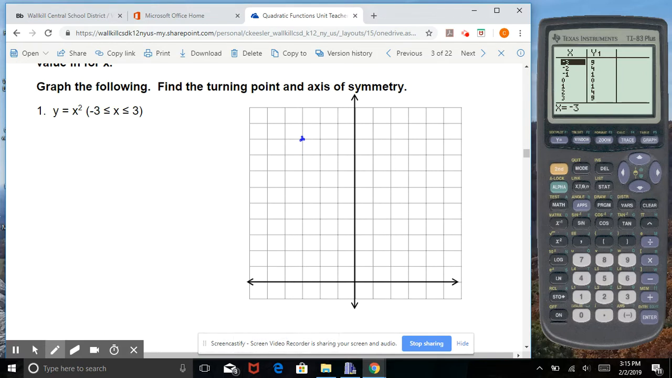Then negative 2, 4 is our second. Negative 1, 1 is our third. Don't mind my multiple dots because it's not lining up perfectly, but you get the idea. 0, 0 is the next. 1, 1 is the next. 2, 4 is the next. And 3, 9 is the next.